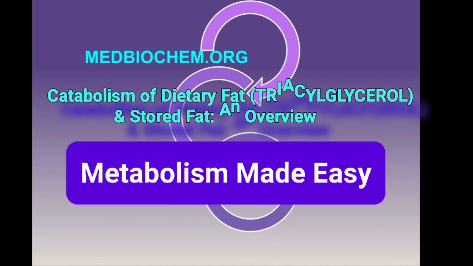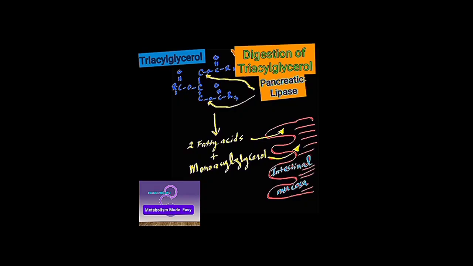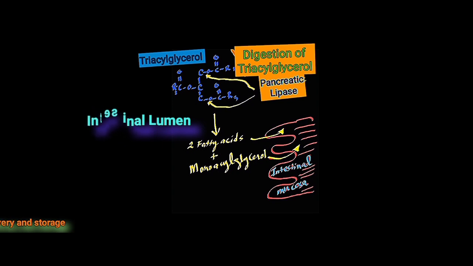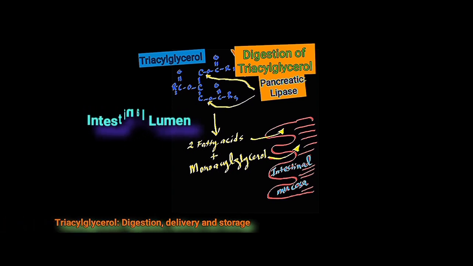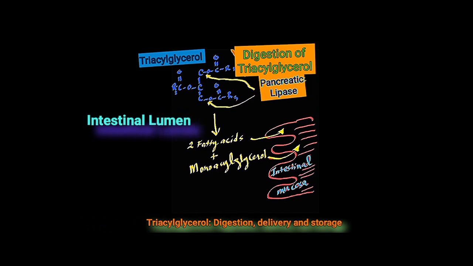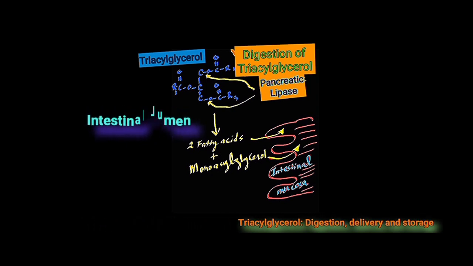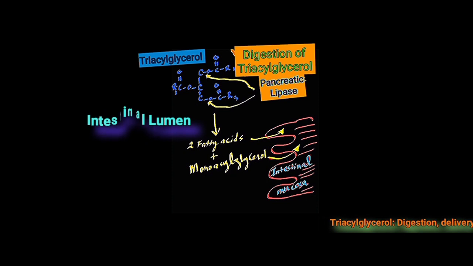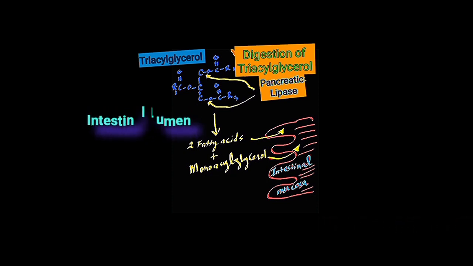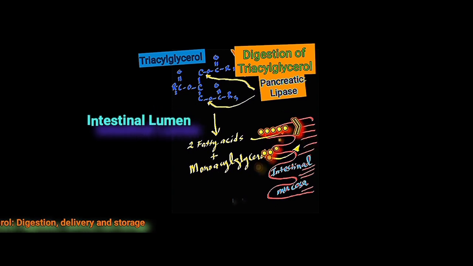Pancreatic lipase in the small intestine is the principal enzyme that will break down triacylglycerol to produce monoacylglycerol and 2 fatty acids. The latter, smaller molecules derived from triacylglycerol can now be absorbed by the intestinal mucosa.